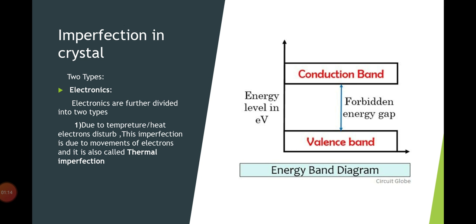So next, imperfection in the crystal. There are two types. First I will discuss only the electronic one. Electronic imperfections are further divided into two types. The first one is due to temperature or heat. This imperfection is due to the movement of electrons.